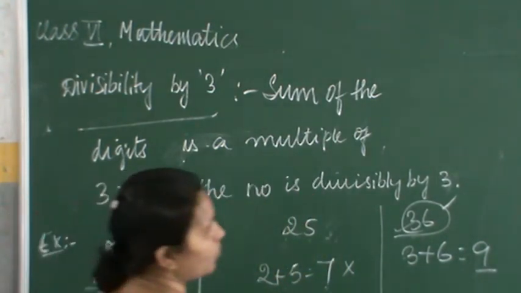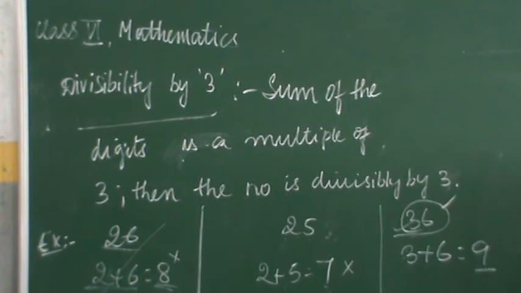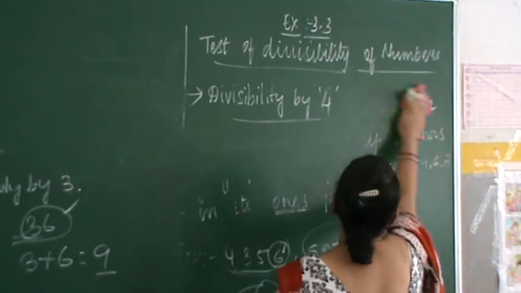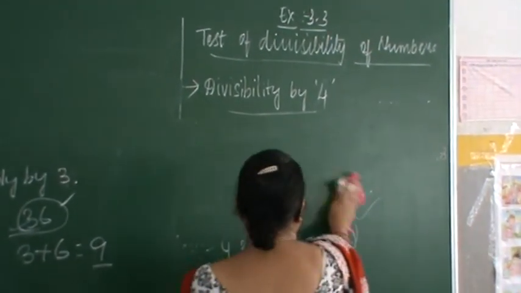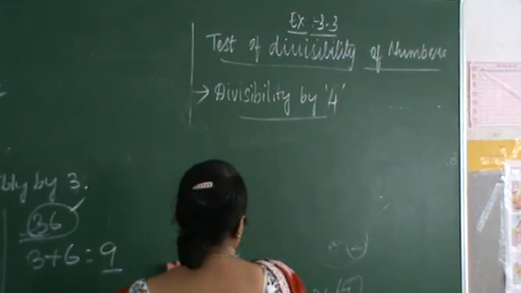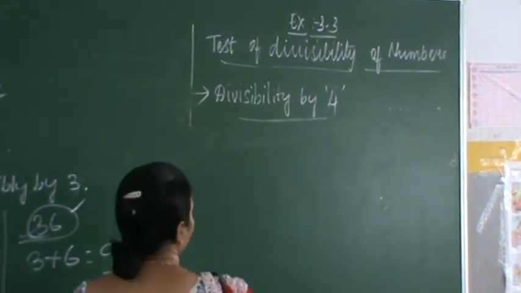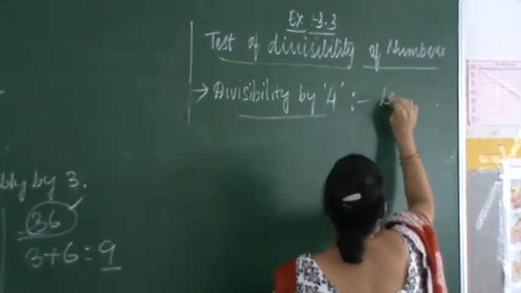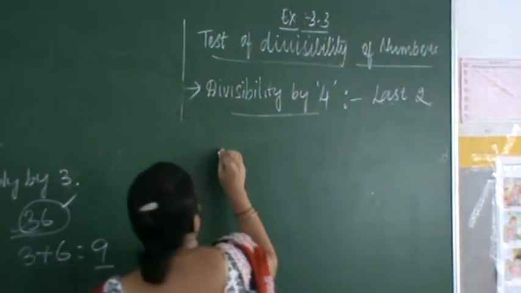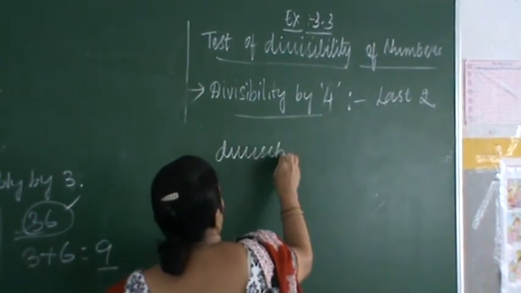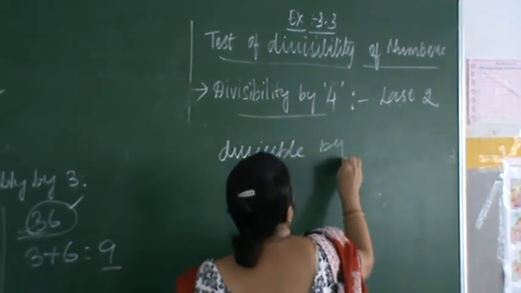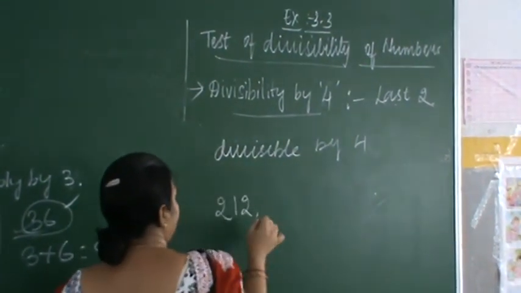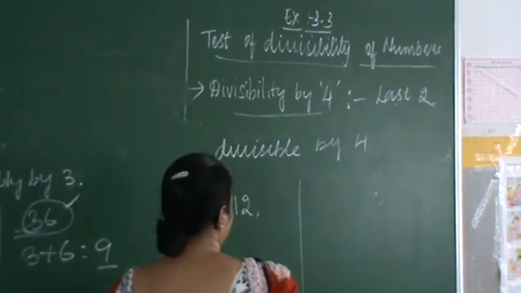Coming to the divisibility rule by 4. For divisibility by 4, what do you have to check, children? You have to check whether the last 2 digits are divisible by 4 or not. If the last 2 digits are divisible by 4, then that number will definitely be divisible by 4.